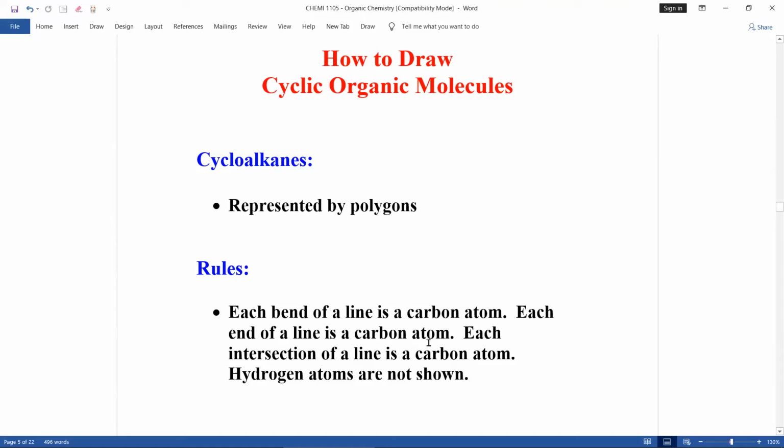Now, I don't do it when I teach to this level or general chemistry first semester, where you can use the line method for carbons not in a ring, and there every end of the line is a carbon, every intersection is a carbon. Hydrogens are not shown. So what does that mean? What do you need to know how to do?